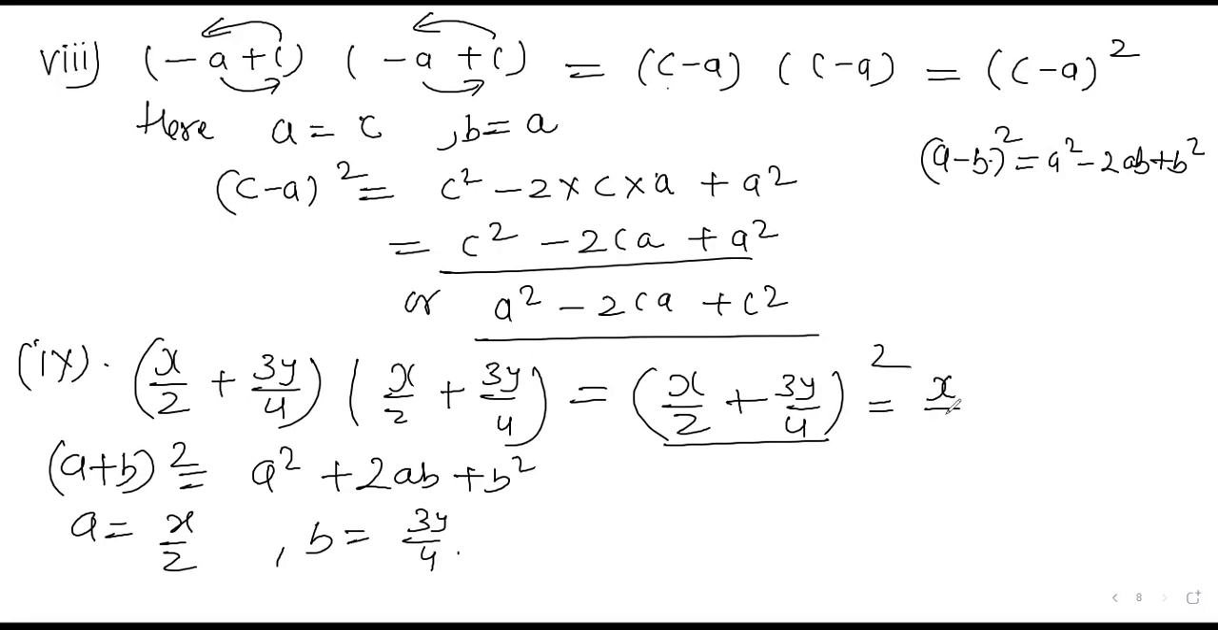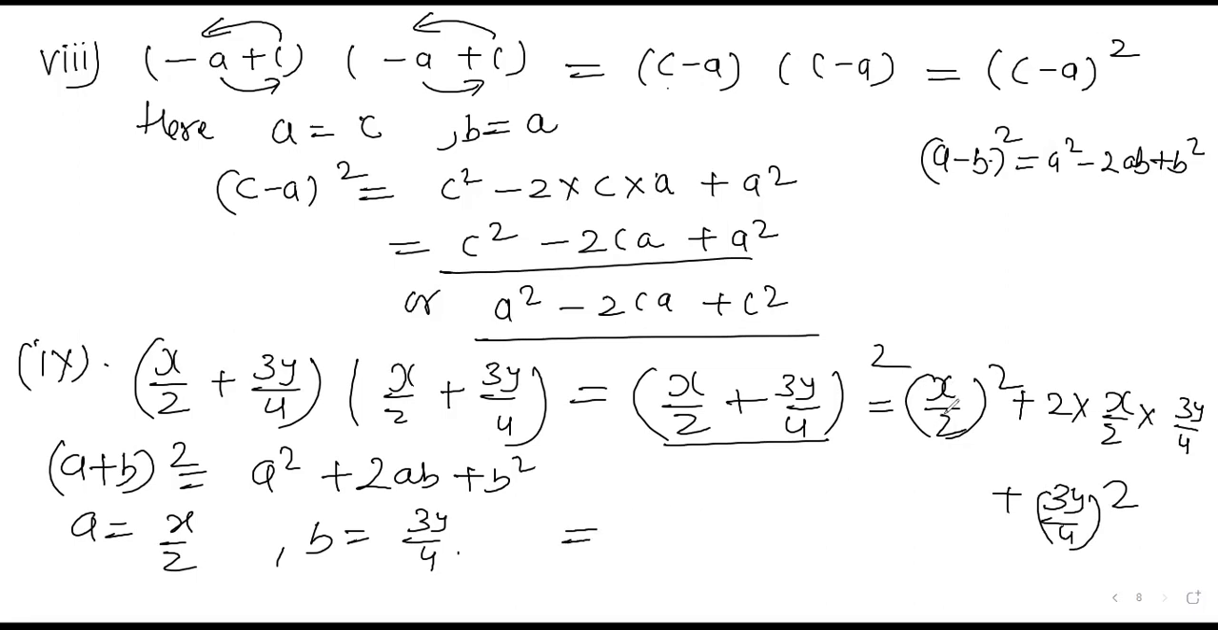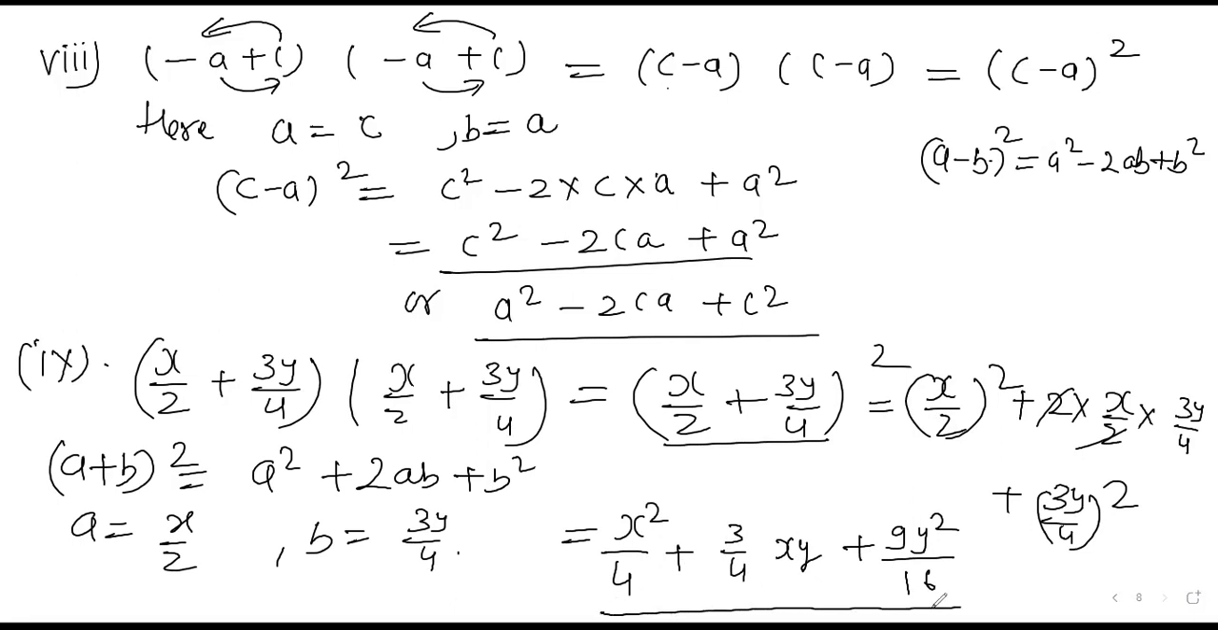x upon 2 whole square plus 2 into x upon 2, that is a, and b means 3y upon 4, plus b square, 3y upon 4 whole square, right? x square upon 4 plus, look, the 2 gets cancelled out. So here simply 3 upon 4 remains and xy remains. And here 3 square means 9, y square is y square, 4 square is 16. Now this is the answer for the 9th part. Okay, these are the answers.